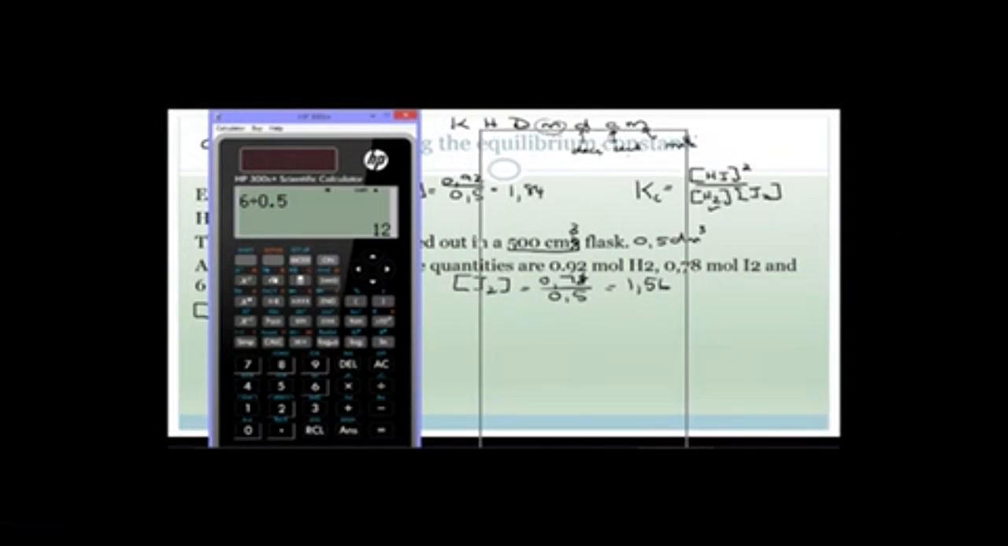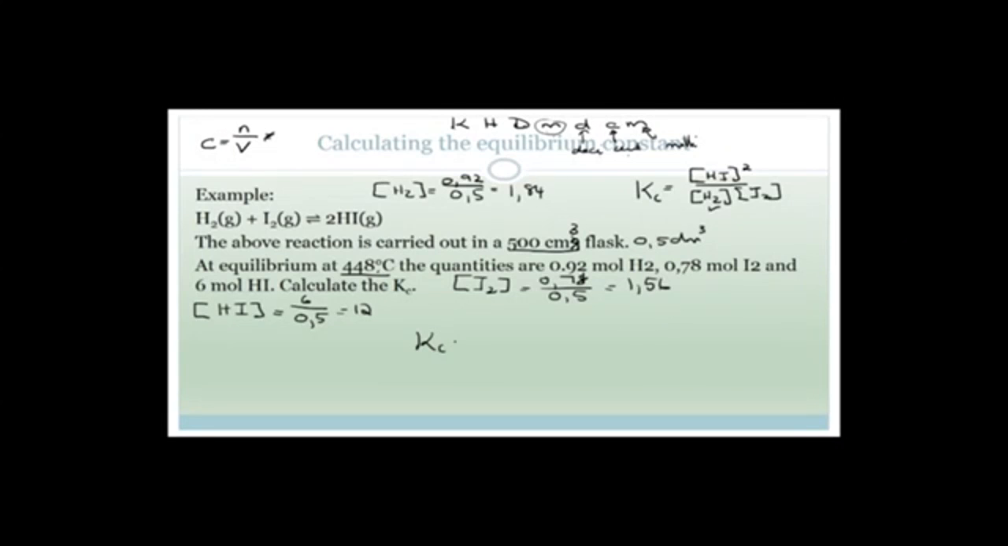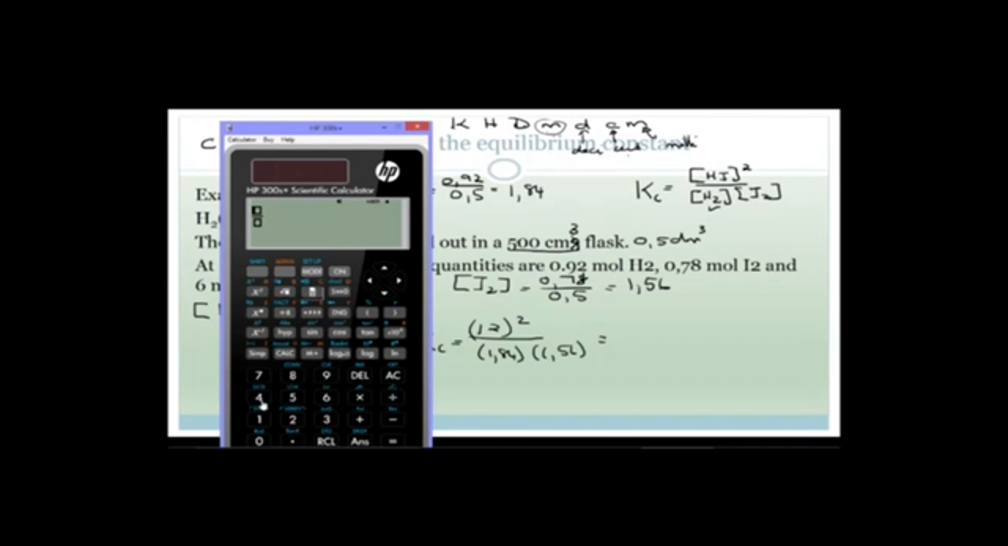So now we need to use our Kc. Kc is equal to the concentration of hydrogen iodide, which is 12 squared, over the concentration of the hydrogen, which we worked out to be 1.84, multiplied by the concentration of the iodine, which is 1.56. So we're going to pop that in our calculators. 12 squared is 144, all over 1.84 multiplied by 1.56. And that equals 50.17.